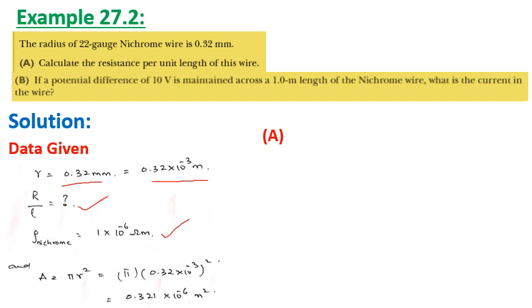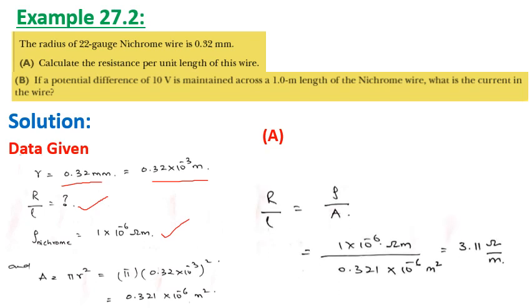Now I am interested in calculating R over L. So R over L is equal to rho over A. We have seen that R is equal to rho L over A. So taking this L over here, R over L equals rho over A. We have the value of rho, we have the value of area, so R over L will be equal to 3.11 ohms per meter.